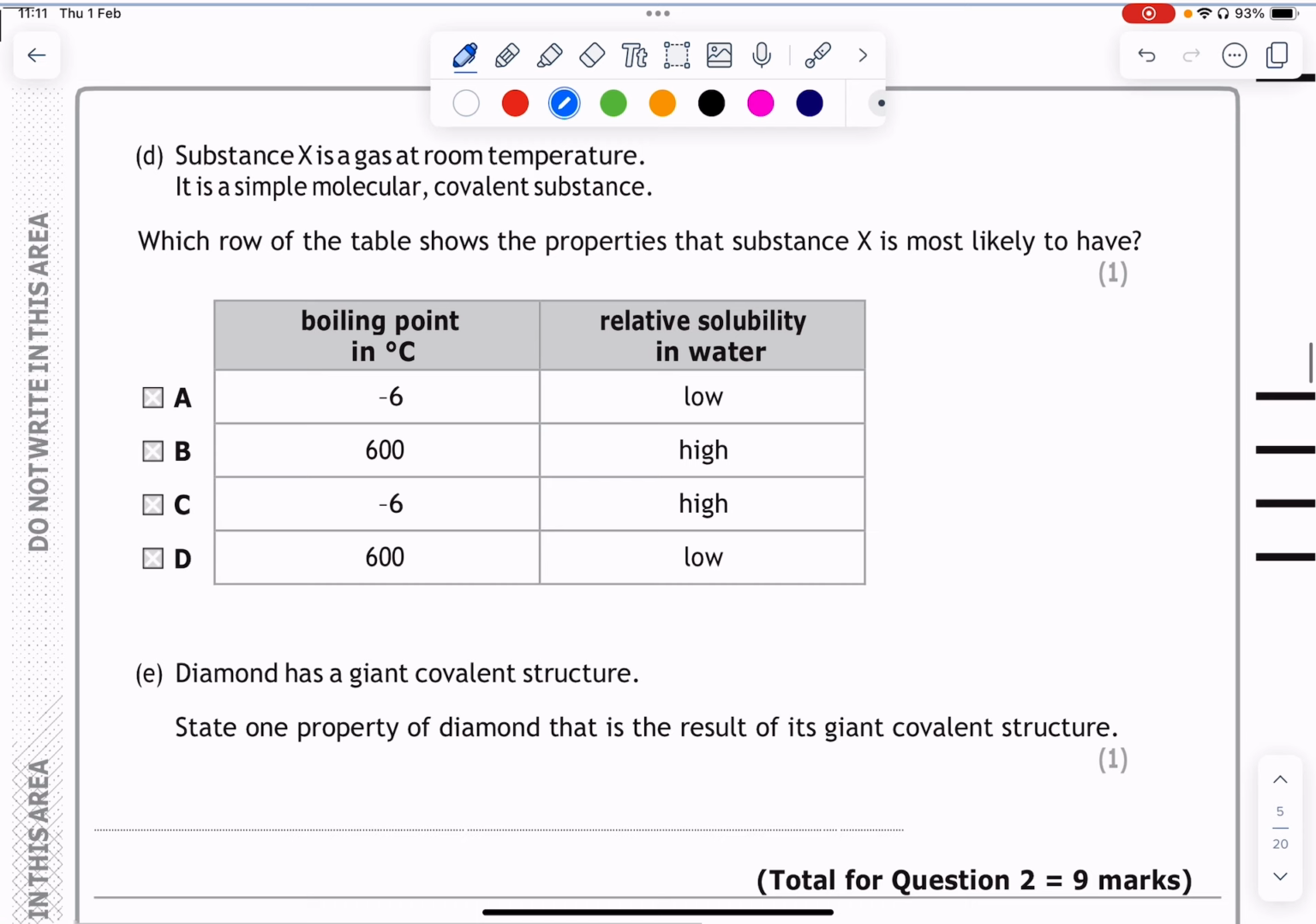Okay, last couple of questions on this one. This substance is a gas at room temperature. It's a simple molecular covalent substance. That means it's going to have a low boiling point, melting point. Which row indicates the property? So I know straight away it's going to have a low boiling point, so it can't be that one, that's too high, and it can't be that one. The only difference between these next two is they both have a low one, but solubility is low and solubility is high. Simple covalent substances are not good at dissolving in water, so therefore the answer to this one is A.